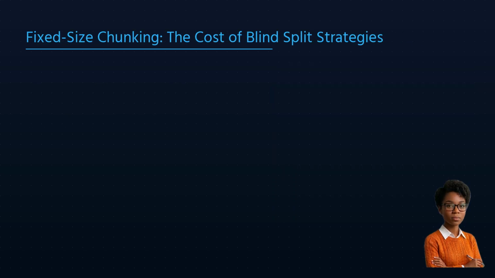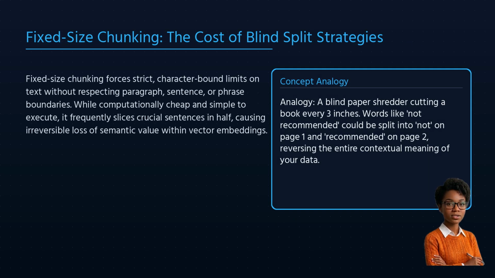Let's talk about the simplest form of partitioning, fixed-size chunking. Here, you define a set number of characters or tokens, say 500 characters, and slice your text every 500 units, occasionally adding an overlap of perhaps 50 characters to minimize data loss. Think of it like a blind paper cutter that slices down a page at exact intervals.